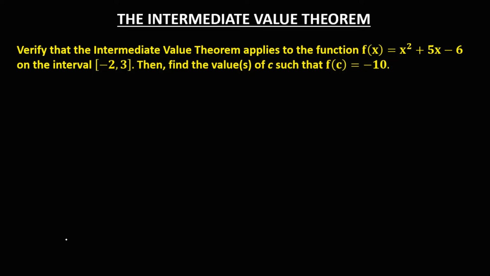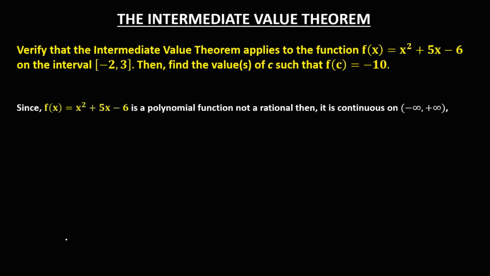Then we have this problem. Verify that the intermediate value theorem applies to the given function f of x equals x squared plus 5x minus 6 on the interval -2 and +3. Then find the value or the values of c such that f of c is equal to -10.